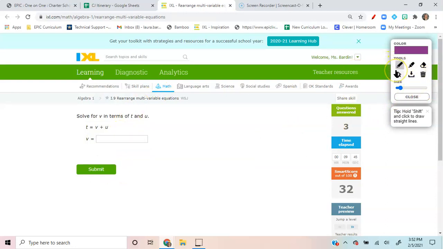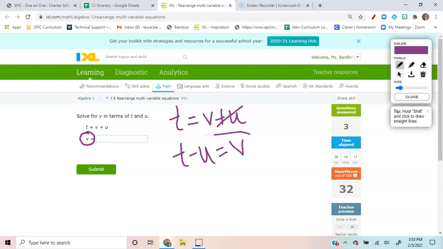Okay, here we go. So we have t is equal to v plus u. This one says get v by itself. So what's with v on one side, on the right-hand side of the equal sign? This u. So what I want to do is the opposite operation, and move it to the other side of the equal sign. So what is the opposite of a plus u? Minus u. So this is going to say t minus u equals that v. That's how easy it is.